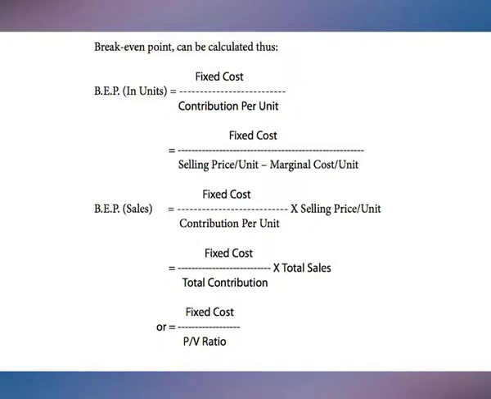Break-even point in sales is equal to fixed cost divided by contribution per unit into selling price per unit, which is equal to fixed cost divided by total contribution into total sales, or it is equivalent to fixed cost divided by P by V ratio.